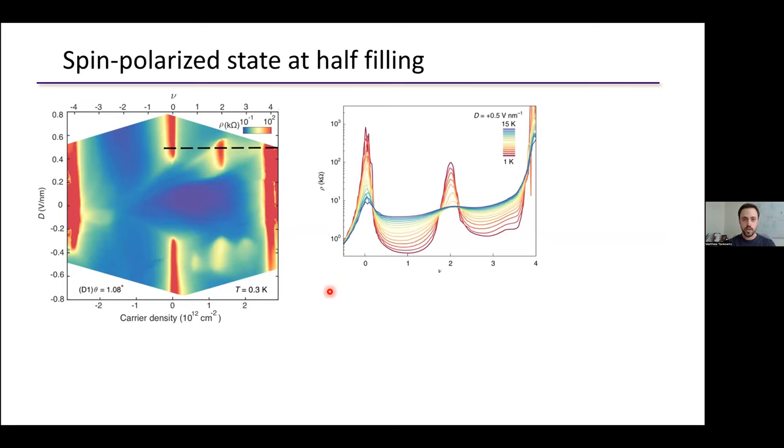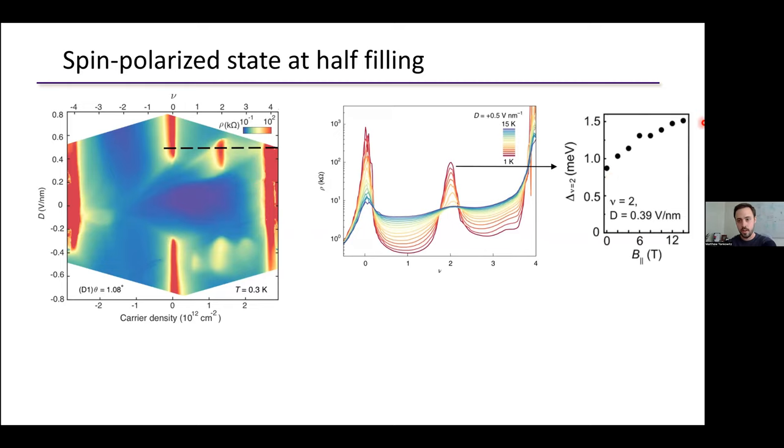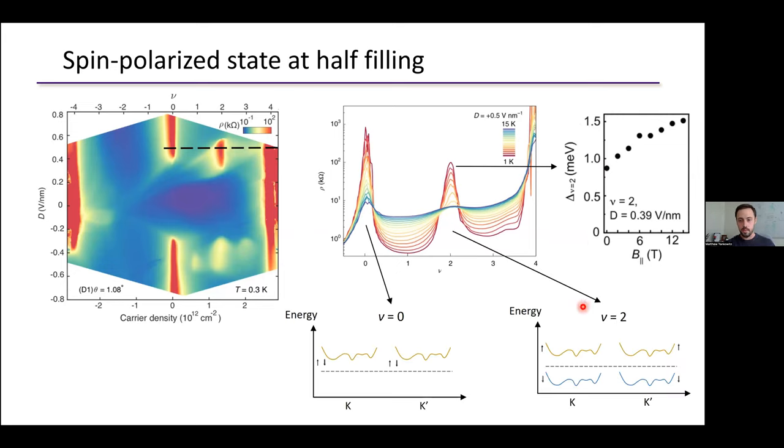We can play our usual tricks to try to understand what the isospin polarization is of these states. So for instance, we can measure the gap of the correlated insulator at half filling at different in-plane magnetic field. And we see that it grows roughly with a g factor of 2. So that tells us that this is very likely a spin polarized state. I have two spin up, spin down degenerate bands, and then additional degeneracy of these bands at K and K prime. And then when I put the chemical potential at exactly half filling of this band, exchange favors polarizing all of the carriers into one spin polarization with presumably valley unpolarized.